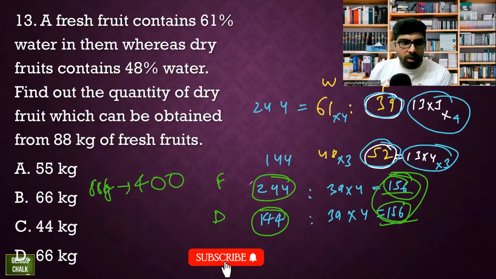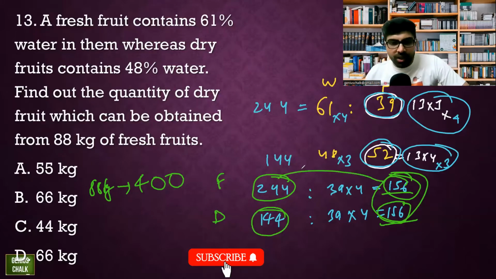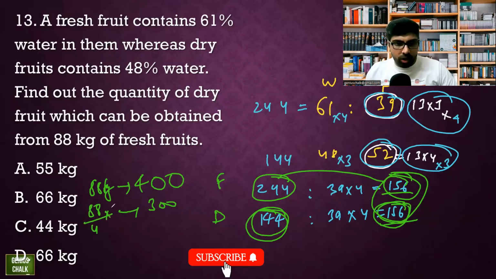And we need to find the quantity of dry. First it says fresh. So this is fresh. Now we need to find the quantity of this dry fruit. So how much is this? 156 plus, so this is 300 units. So this will be 88 by 4 into 3, as 2 zeros get cancelled. So this is also 22 into 3, 66. So you can solve like this also.